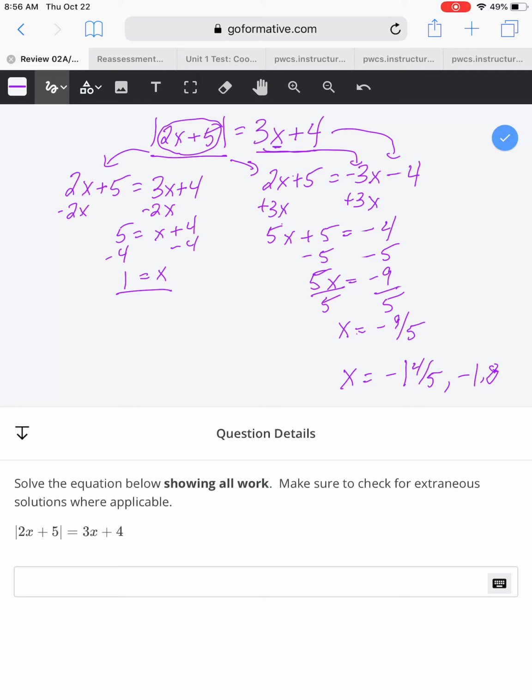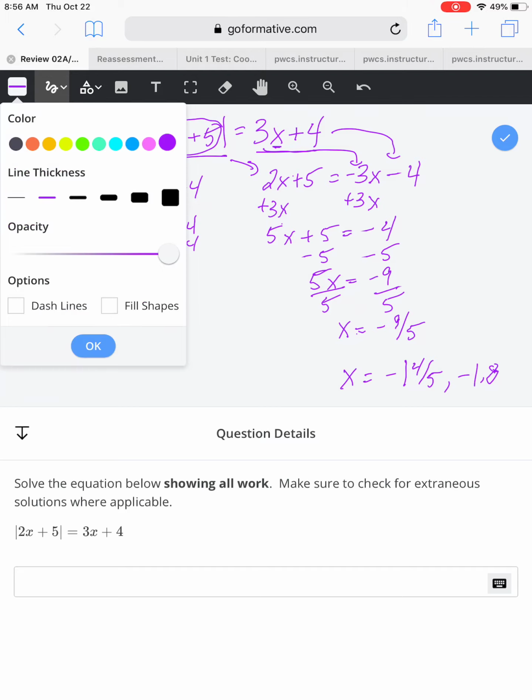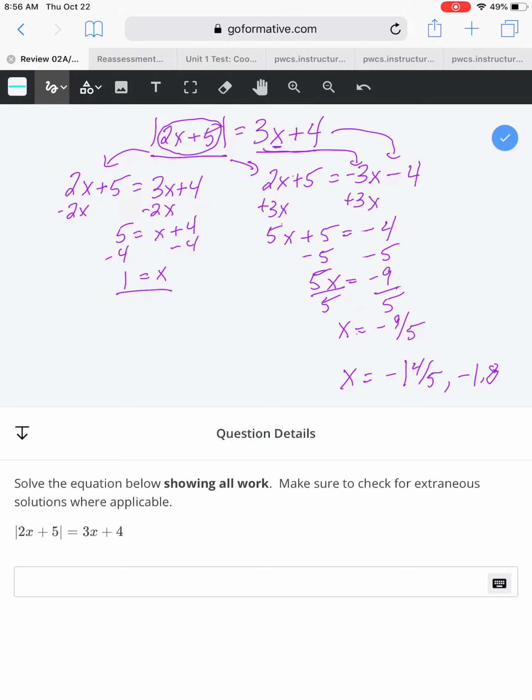So there are a couple things. This is the one where you have to check for extraneous solutions. I'm going to do this algebraically, but I'll show you how to do it in Desmos. I just have to pop up the Desmos calculator. Okay, so I'm going to check to see if this one is an actual solution to this equation. So I have 2x plus the absolute value of 2x plus 5 is equal to 3x plus 4.